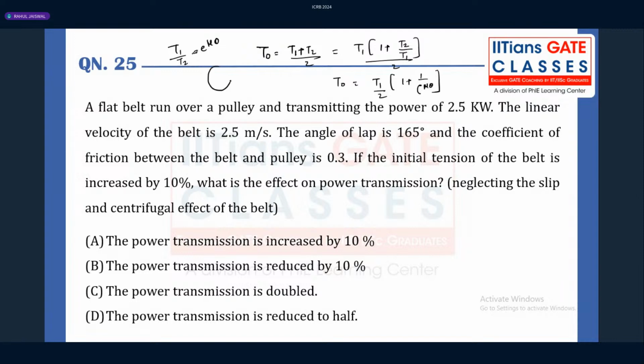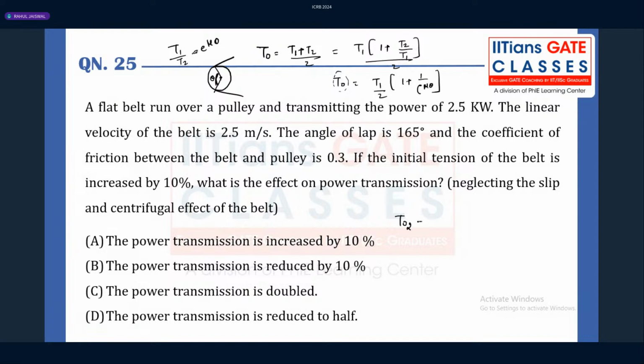If you take a belt, something like this, this is what we have, angle of wrap theta, guys. Understand, it's a very easy question. Don't get scared by reading the statement of the question, guys. Initial tension, see, everything remains constant. They are only changing the initial tension.